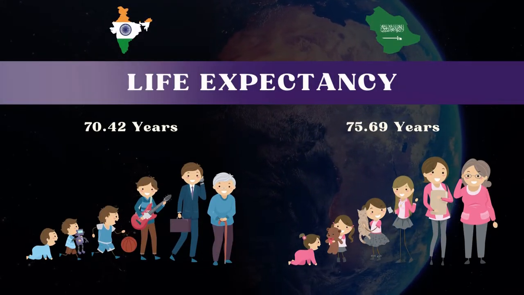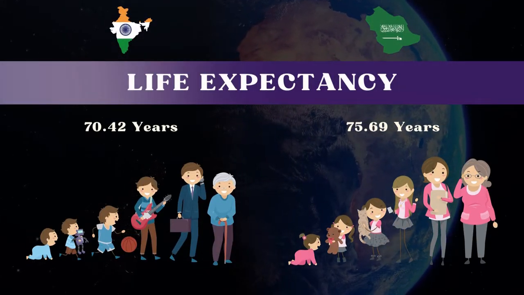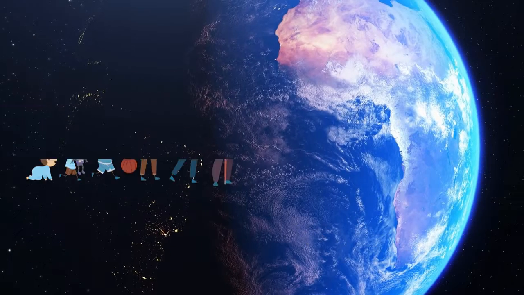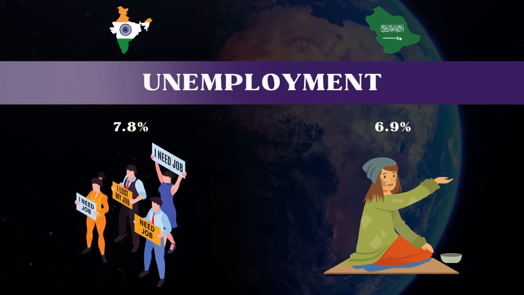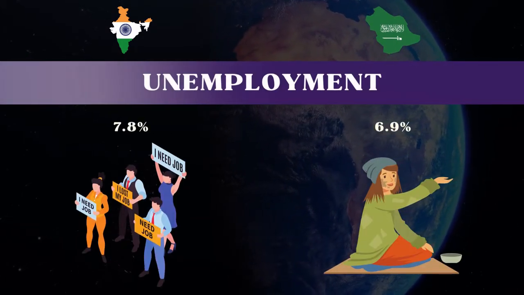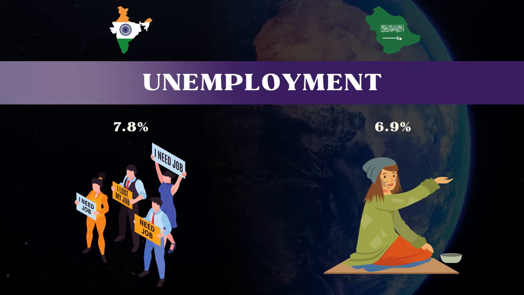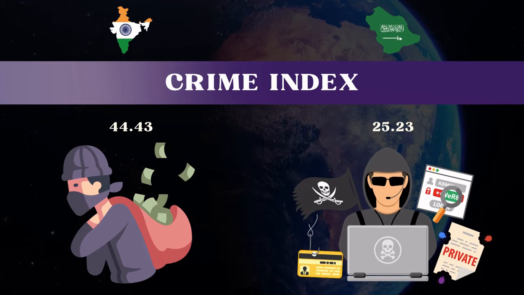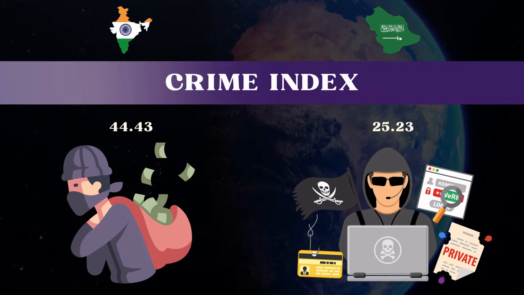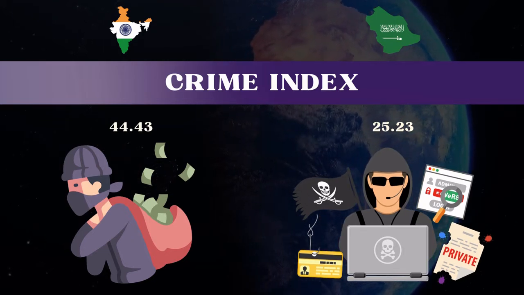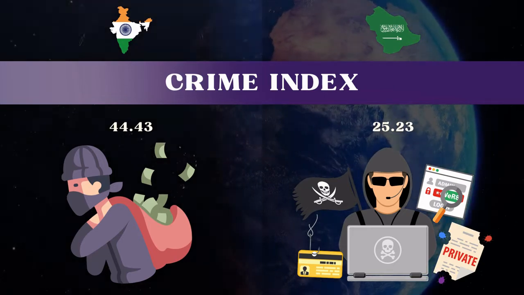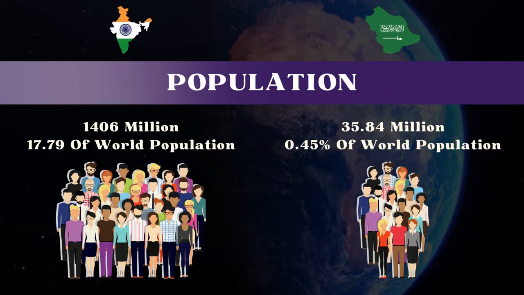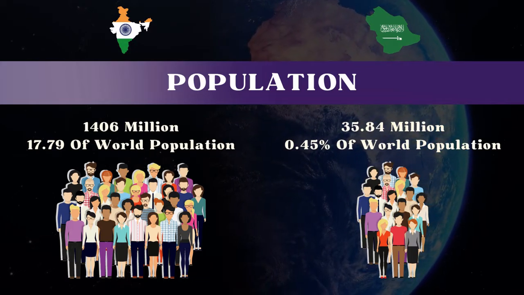Life expectancy of India is 70.42 years and 75.69 years in Saudi Arabia. Indian unemployment rate is 7.8% and 6.9% in Saudi Arabia. Crime index of India is 44.43 and 25.23 in Saudi Arabia. Population of India is 1.406 billion and 35.84 million in Saudi Arabia.